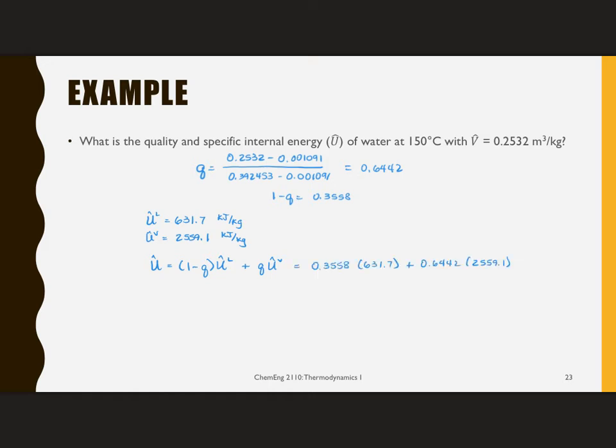In this case, 0.3558 times 631.7 plus 0.6442 times 2559.1. Now, quality has no units, and the U's both have units of kilojoules per kilogram, so this will have units of kilojoules per kilogram. My value for U at this condition is 1873.3 kilojoules per kilogram.